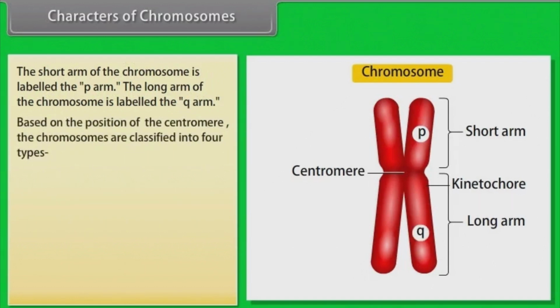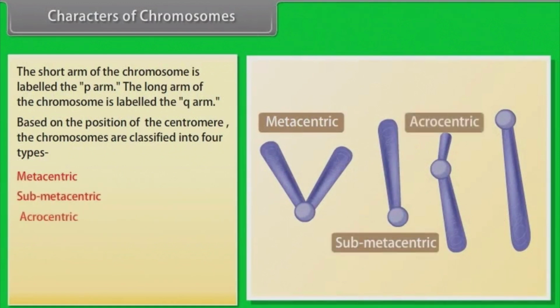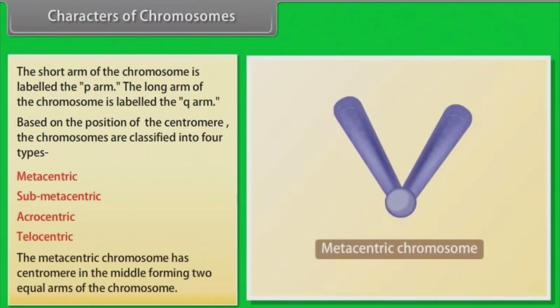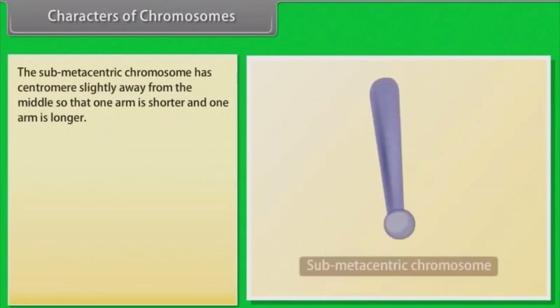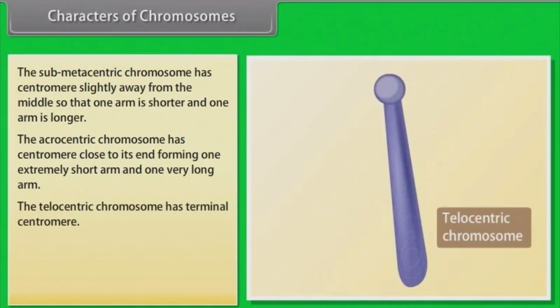Based on the position of the centromere, the chromosomes are classified into 4 types: metacentric, submetacentric, acrocentric, and telocentric. The metacentric chromosome has centromere in the middle, forming 2 equal arms of the chromosome. The submetacentric chromosome has centromere slightly away from the middle so that one arm is shorter and one arm is longer. The acrocentric chromosome has centromere close to its end, forming one extremely short arm and one very long arm. The telocentric chromosome has terminal centromere.